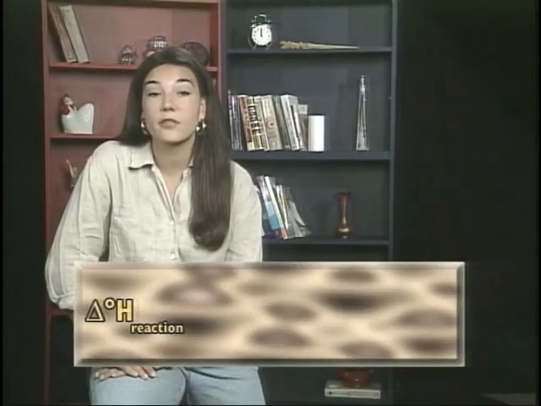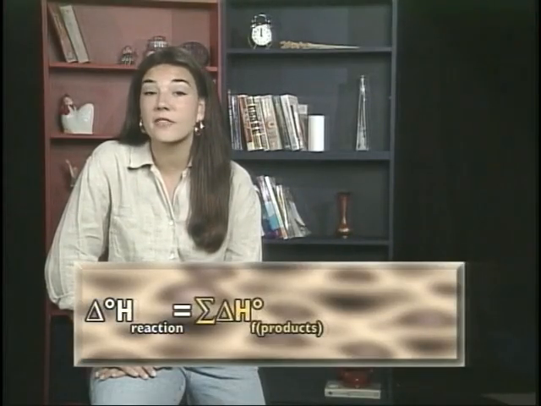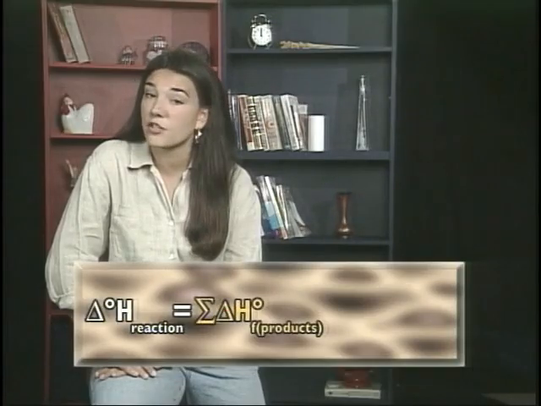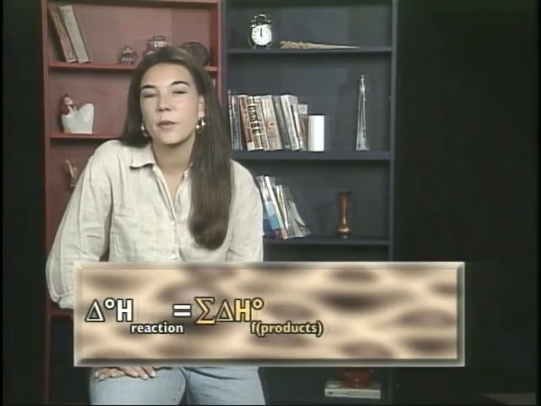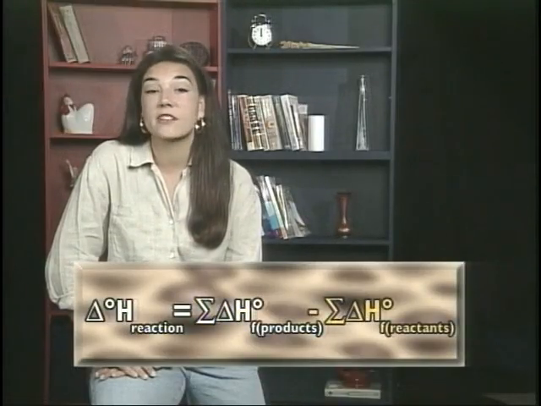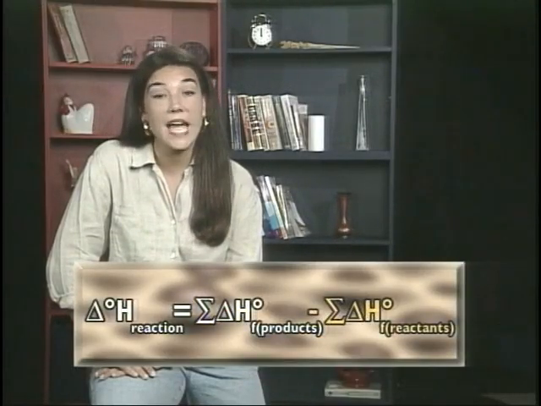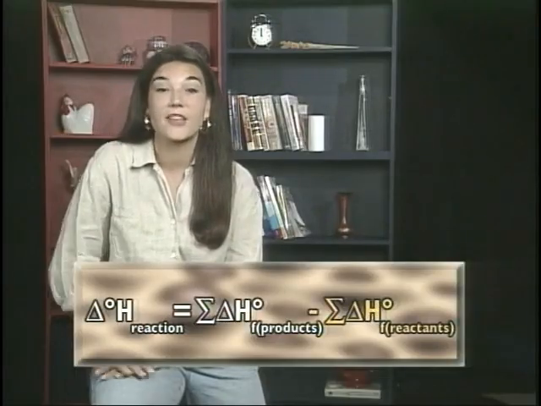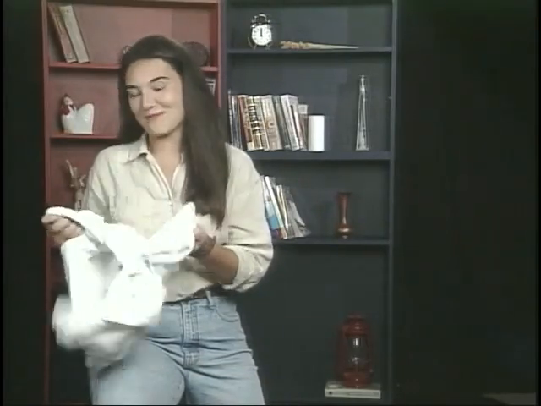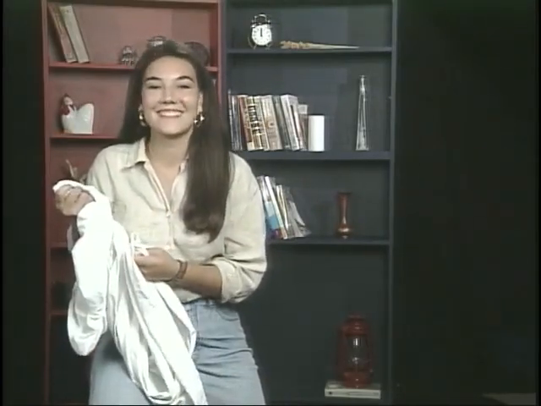Using Hess's law and what we know about the standard enthalpy of formation, we can calculate the enthalpy change for a reaction with this equation. The enthalpy change of the reaction equals the sum of the standard enthalpy of formation for each of the products, or the stuff you end up with, minus the sum of the standard enthalpy of formation for each of the reactants, or the stuff you started with. Put on your toga and we'll show you how to use this Greek-looking thing.